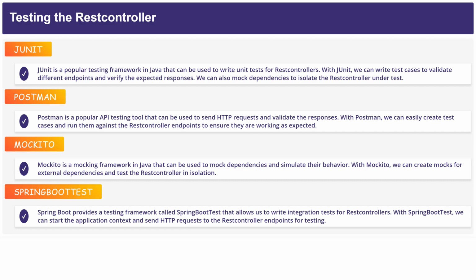The third point is about Mockito. It is a mocking framework in Java that allows us to mock dependencies and simulate their behavior. With Mockito, we can create mocks for external dependencies and test the RestController in isolation. The fourth point is about Spring Boot Test. It is a testing framework provided by Spring Boot that allows us to write integration tests for REST controllers. With Spring Boot Test, we can start the application context and send HTTP requests to the REST controller endpoints for testing.